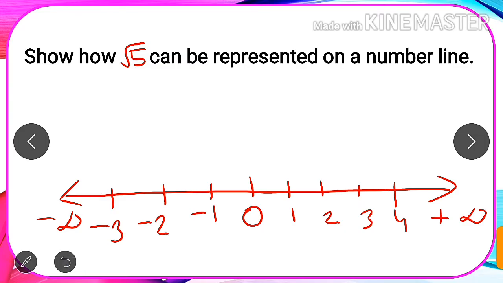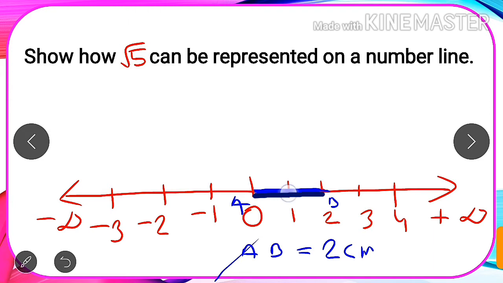In order to draw the base, we will draw a line from 0 till 2. So from 0 till 2 we will draw a line, and this will be our base. Let us name it AB. So AB, which is our base, will be 2 centimeter.